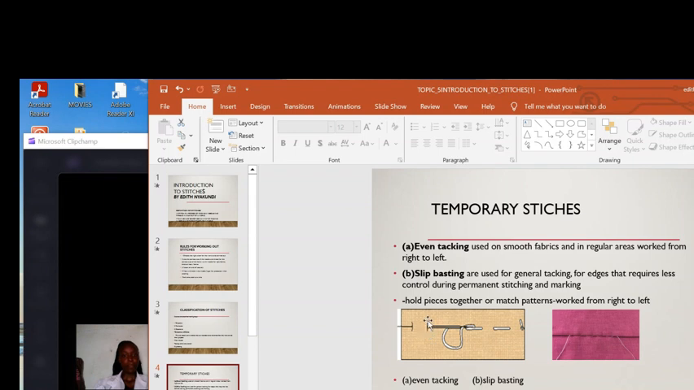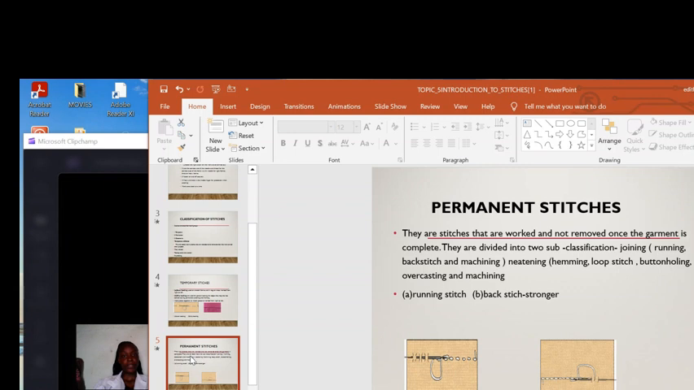Below are examples of even tacking and slip basting. As you can see, we have even tacking and the other one is slip basting. Here you can see even tacking. It's kind of visible and it has gaps in between the stitches. You can see the slip basting. It's intact and the stitches are not that visible.